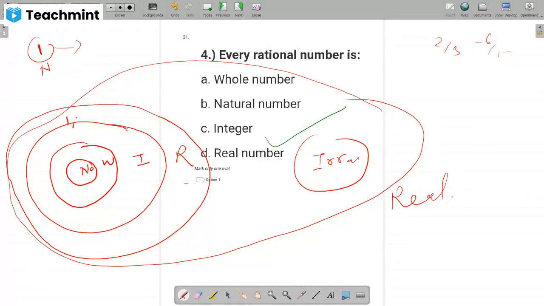Now if you see the reverse, every rational number is an integer. Is it true? Suppose we take a rational number 2 by 3, is this also an integer? No. 2 and 3 are separately integers, but this is not an integer. So every rational number is a real number. So here the correct option is option B.